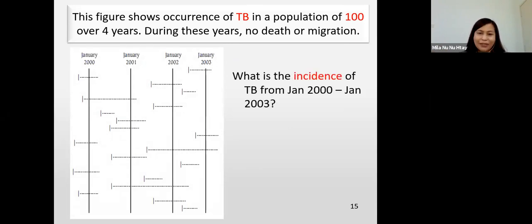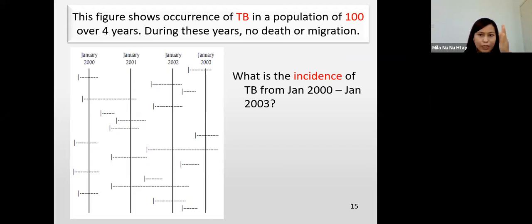Okay, but the question is different. What is the incidence of tuberculosis from January 2000 until January 2003? When we look at the word incidence, we may consider including only the new cases, right? As we discussed before, at the beginning of the study, 5 people in that population already had tuberculosis. So we may consider these 5 as old cases.